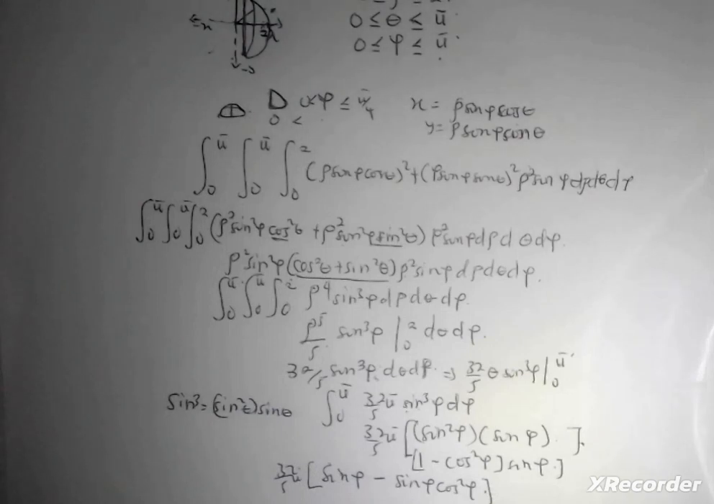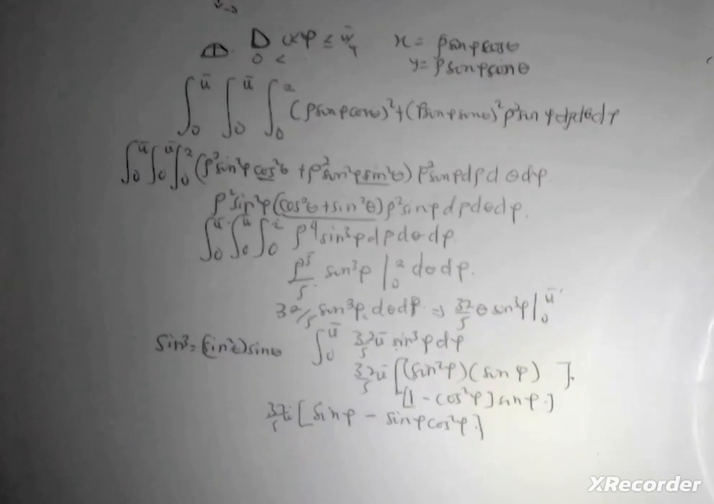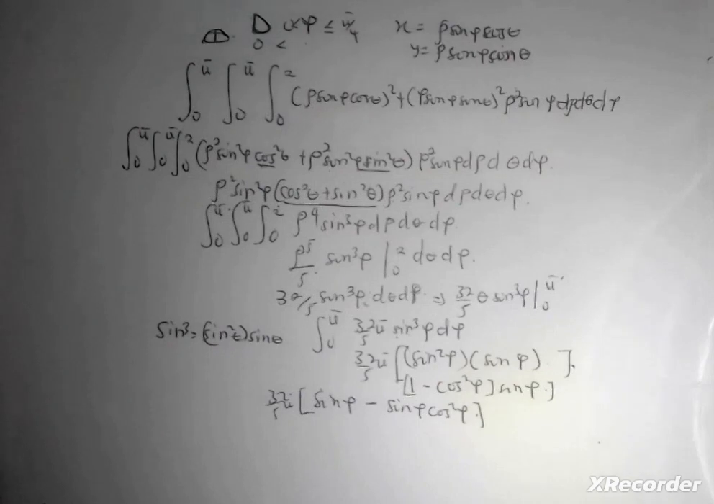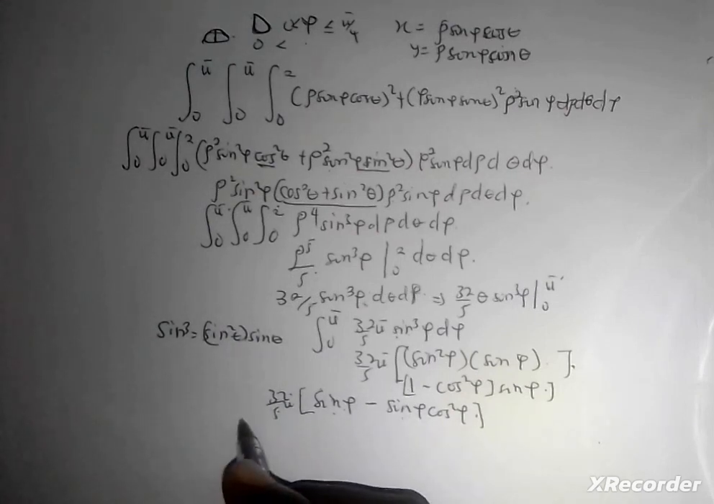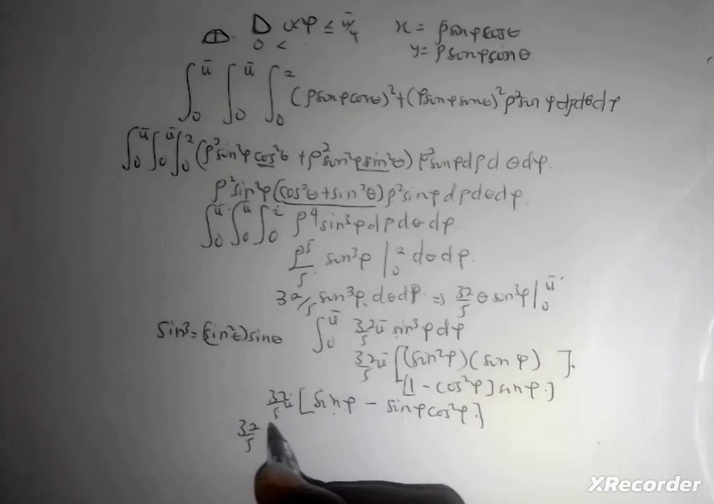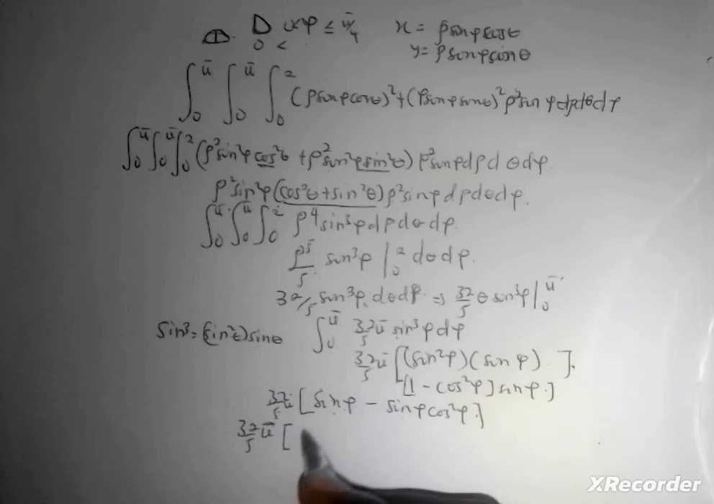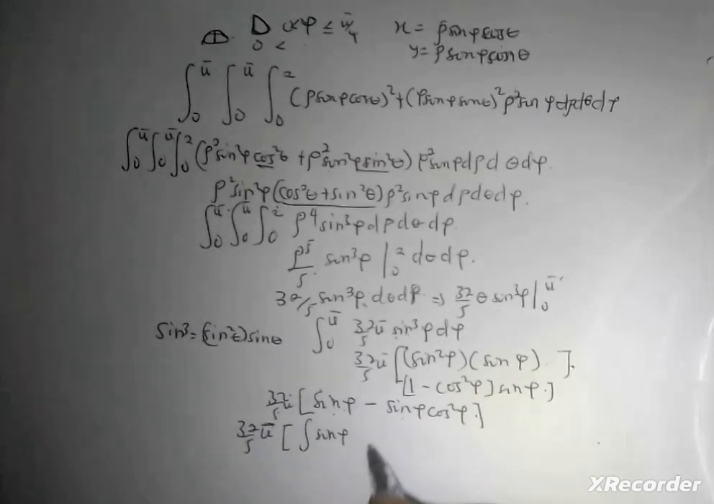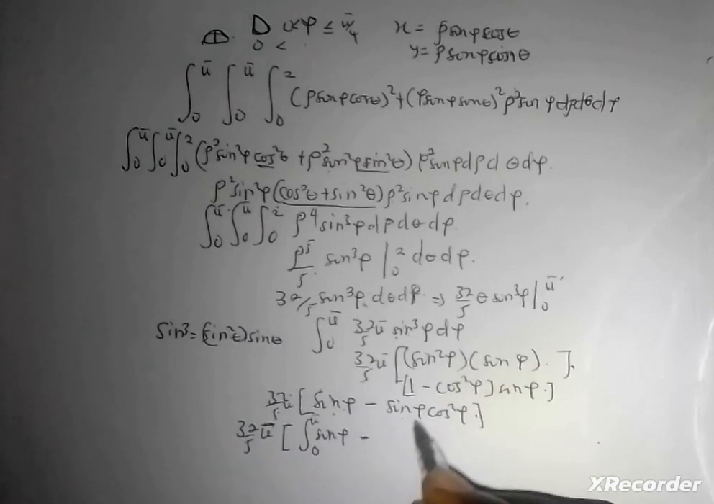So once I get this, I can split this into two separate integrals. I will integrate this one separately, then I will integrate this one too separately. I'll push this out, so 32 over 5 pi out. Then here I'm going to get, open brackets, integral of sine phi from 0 to pi, then minus, here I'll tackle this part alone. So if I'm to tackle this part alone, what am I getting?